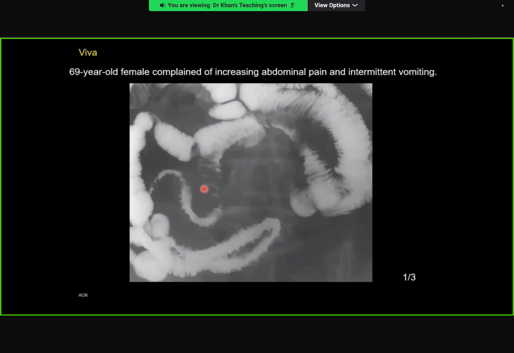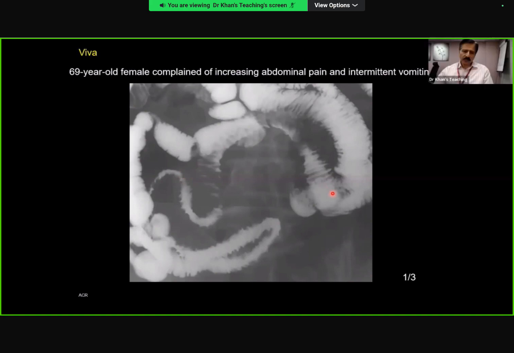Can you describe this? Yeah. So I'm presented with a meal follow through, and I can see that there is a long area in the terminal ileum, which is narrow, and there is also mucosal thickening in that area, and proximal to that there is some bowel dilatation as well, and mucosal fold thickening.